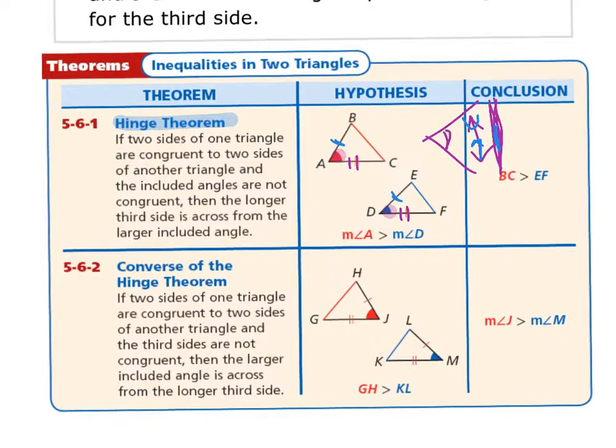And then the converse of the Hinge theorem says, again, same beginning, two pairs of congruent sides. But this time you're saying that if the side opposite the included angle is larger than the side opposite the other included angle, then you can conclude that the angle opposite the larger side is bigger than the angle opposite the smaller side.